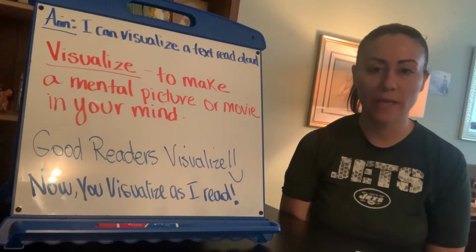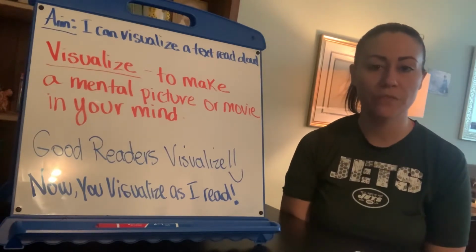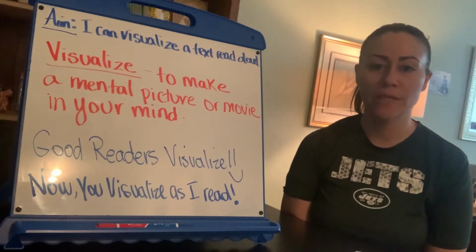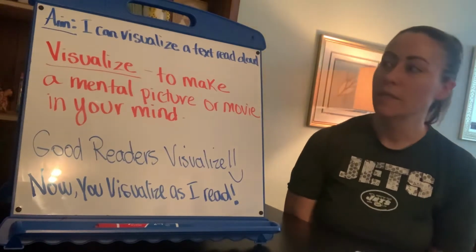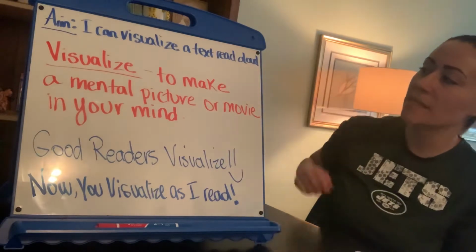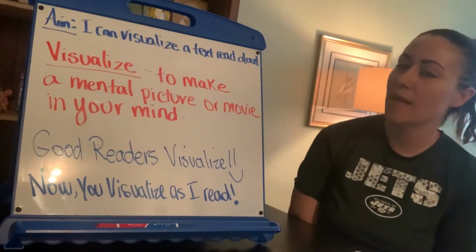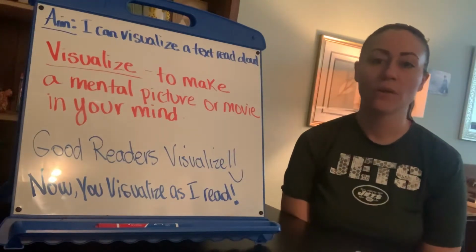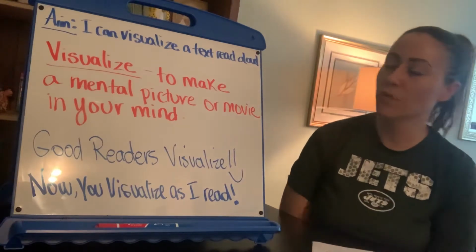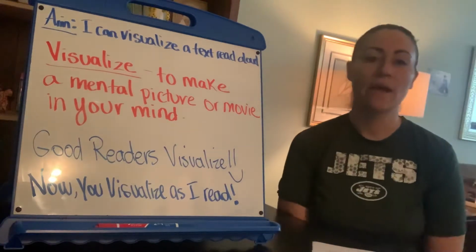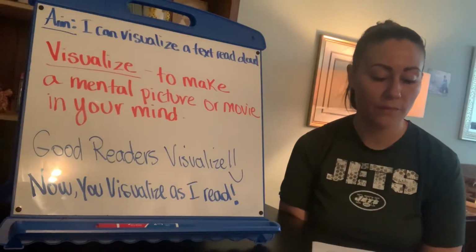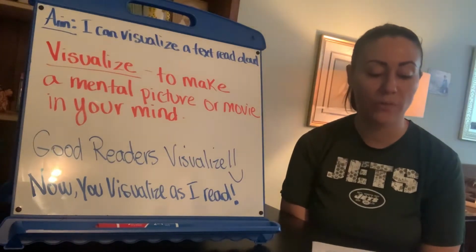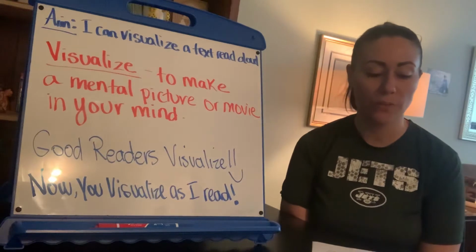Today is our second lesson of the week for ELA. We're continuing with Anne of Green Gables, chapter 7. Today, our aim is I can visualize a text read aloud. All right, so we'll be going over the word visualize as well as some of the chapters of Anne of Green Gables and some facts about the book.